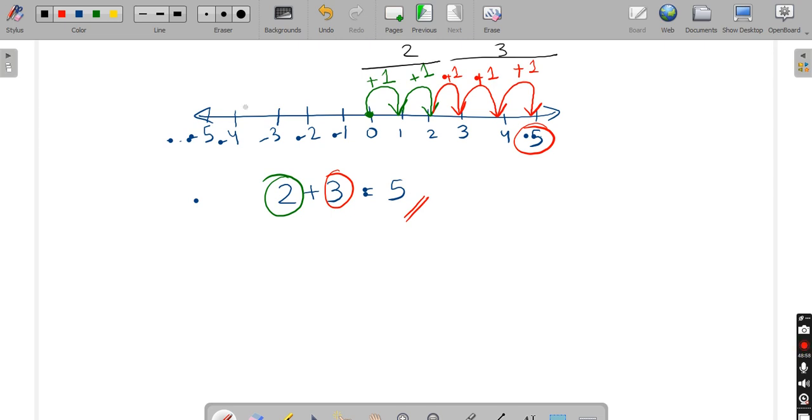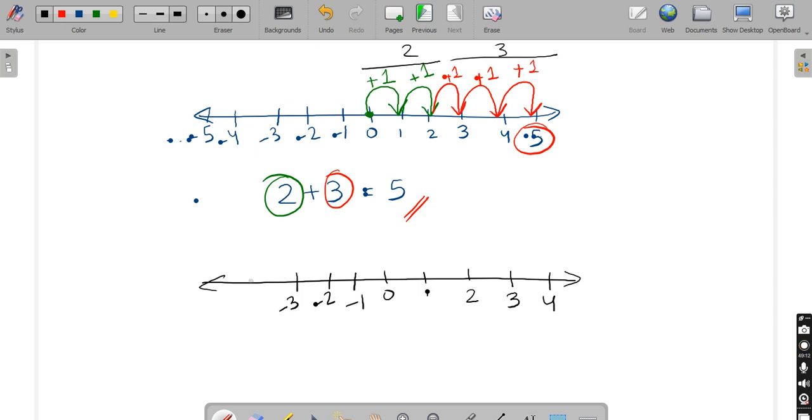Similarly, suppose the same question came, but they mentioned that I need to do the subtraction. 0, let it be 1, 2, 3, 4. Let it be here minus 1, minus 2, minus 3, minus 4, and here minus 5. Suppose the question is 2 minus 3. Now what is the answer? 2 plus 3 we have seen. Now 2 minus 3 we need to find out. What will be the answer? That is a little bit complicated.